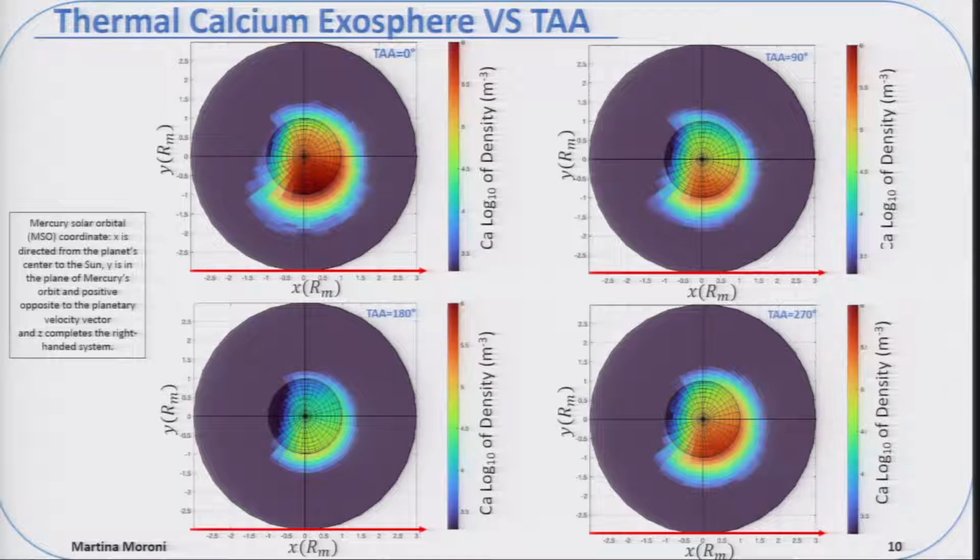We can also observe that there is a maximum of density at perihelion, while there is a minimum of the calcium exosphere density at aphelion. But another thing that I want you to observe is the difference in the spatial distribution of the exosphere between the thermal calcium and the exosphere before, which was the energetic calcium. The thermal calcium was concentrated more or less only in this quadrant, unlike the energetic calcium exosphere, which was concentrated in the whole down hemisphere.